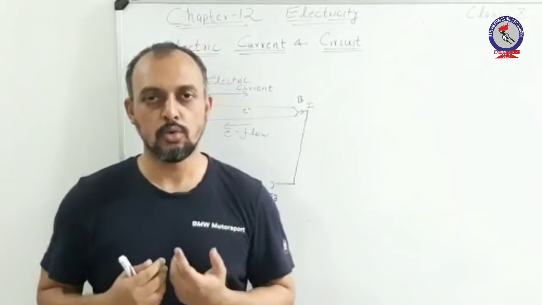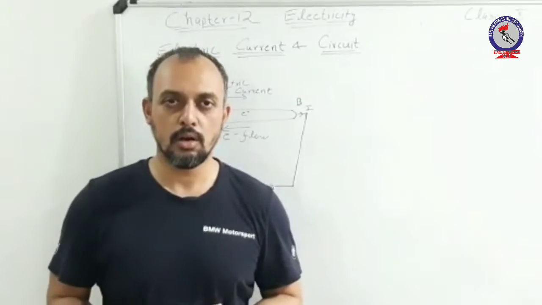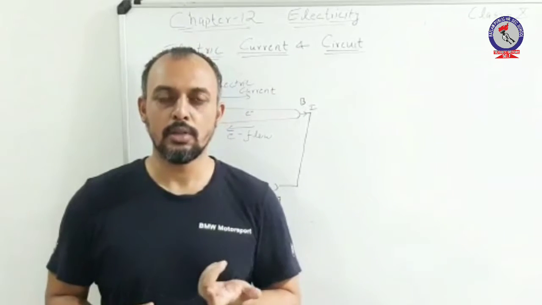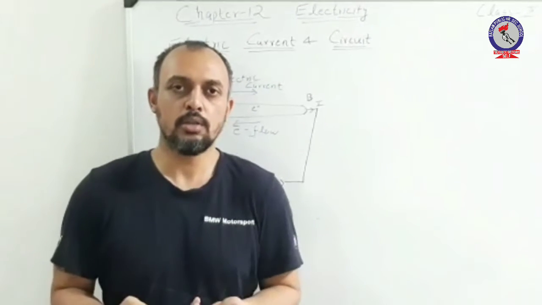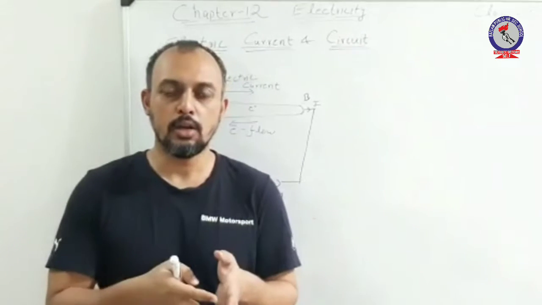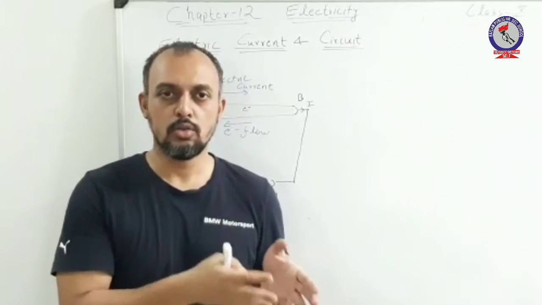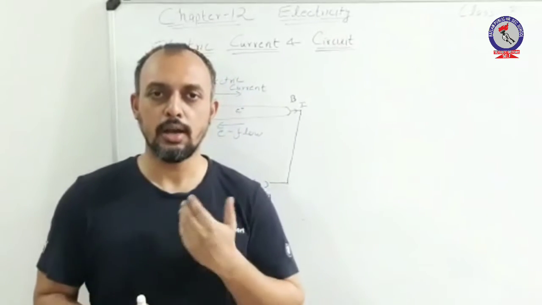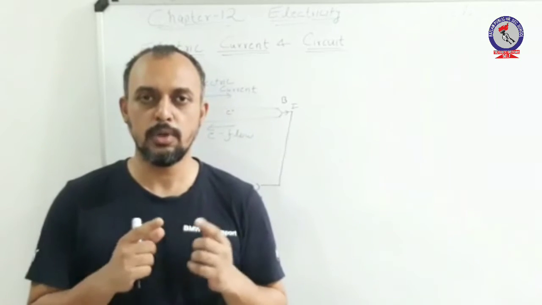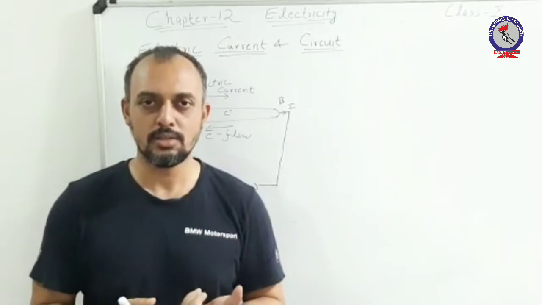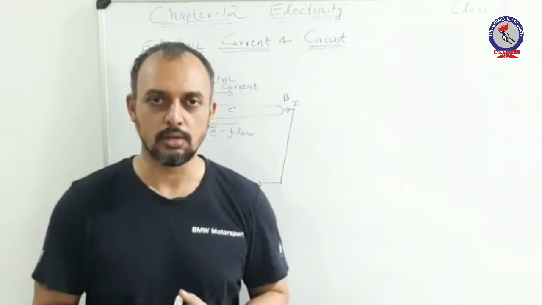So here comes a concept that when the circuit is open, no electric current flows through a circuit, and when the circuit is closed, electric current flows through the circuit. So remember this thing, that for electric current to flow in any circuit, the circuit should be properly closed. So this is the basic concept of a circuit.